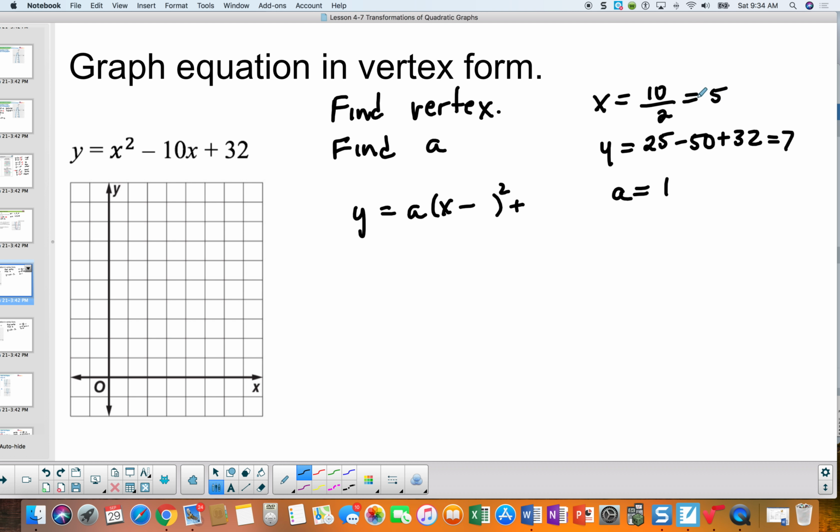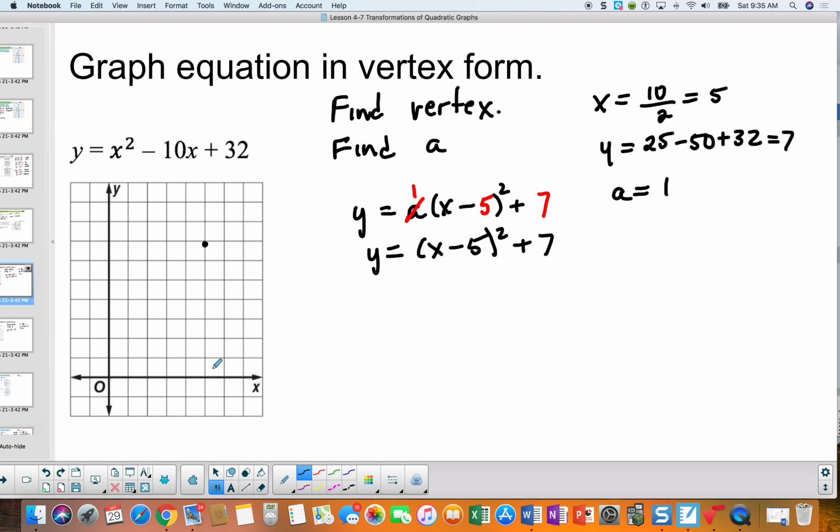Okay, let's do one from scratch here. I know my vertex, I've used my vertex formula. I'm going to have 5, 7. So I'm going to write a 5 here, and I'm going to write a 7 here. And I know my a is 1, so I have that right here. So now I have my vertex form right here, and I'd like to see if I know how to graph. So my vertex is 5, 7.